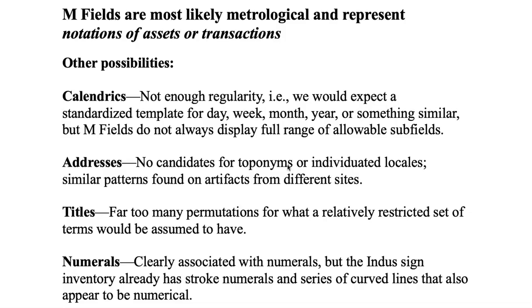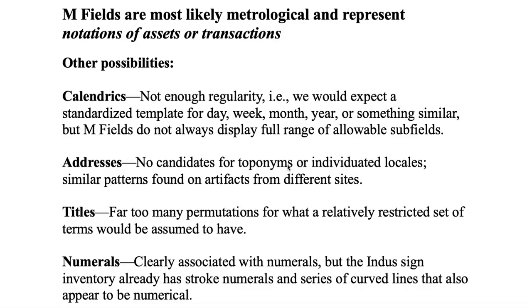The problem with that is that in a given language, there's only going to be a small subset of words that actually denote titles. Even if you have a very complex feudal society with a number of different ranks, you're still going to have at most only a dozen or maybe 24 words that correspond to different possible titles that men and women could bear. But here we have hundreds and hundreds of permutations, and very few of the M fields repeat, except inasmuch as they're embodied by a single sign. So again, the evidence for titles just does not seem possible.